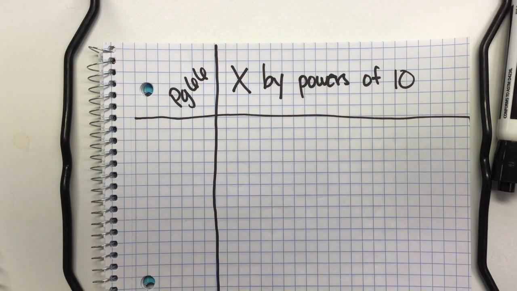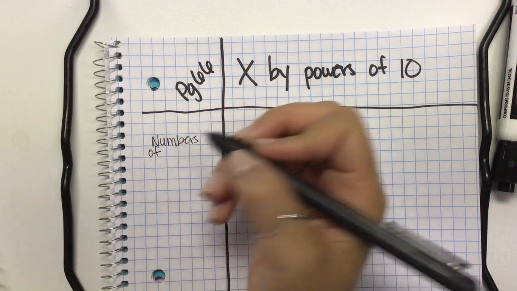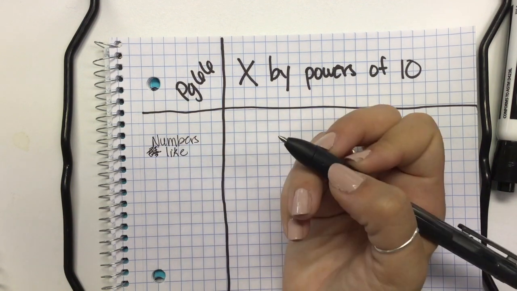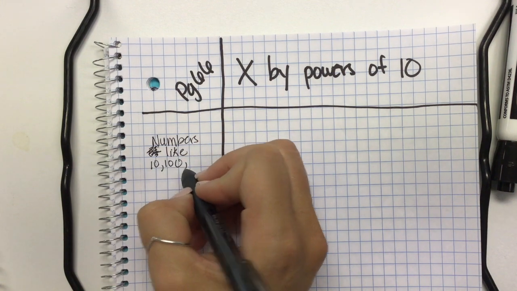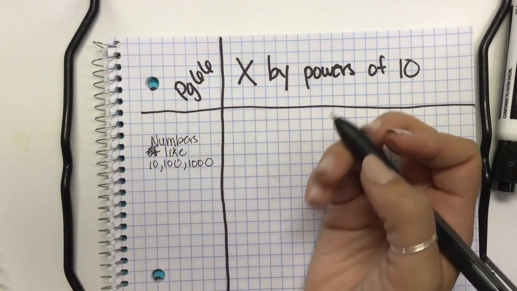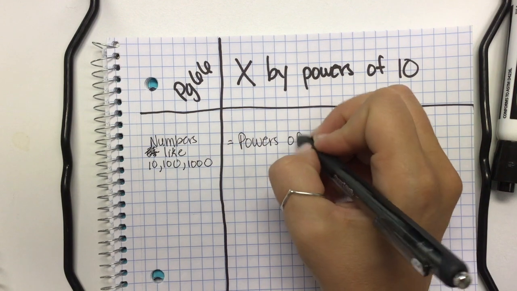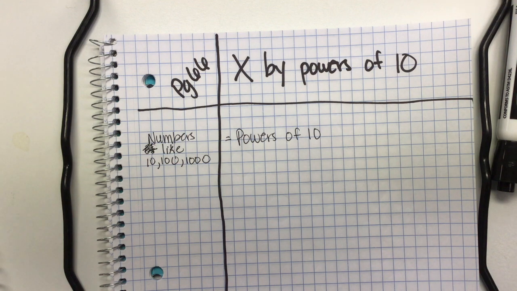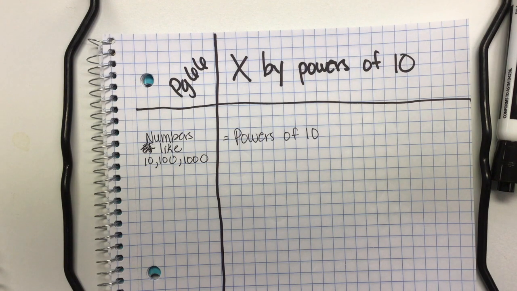So, real quick, in the column, write: numbers like 10, 100, and 1000 are called powers of 10, because they can usually be obtained by raising 10 to a whole number power, and I'm going to tell you what that means.